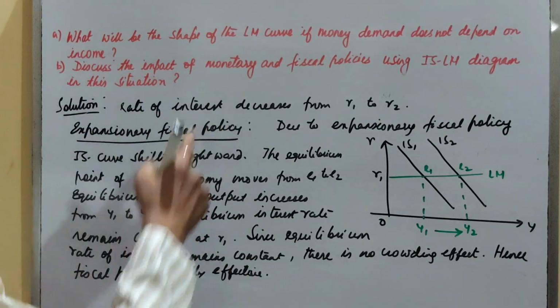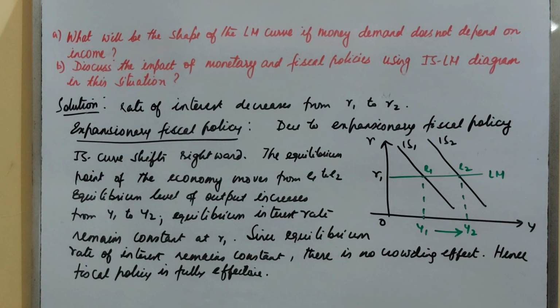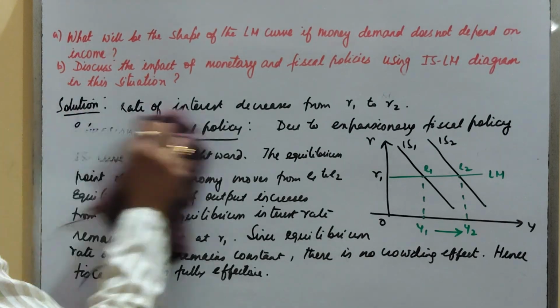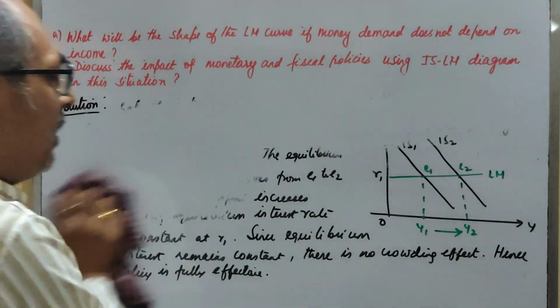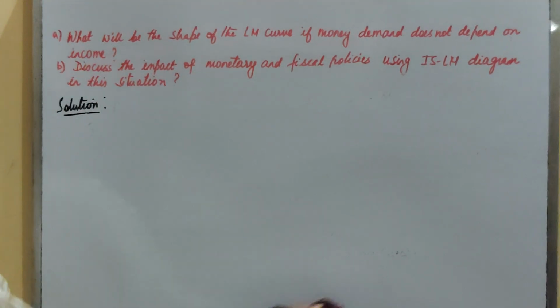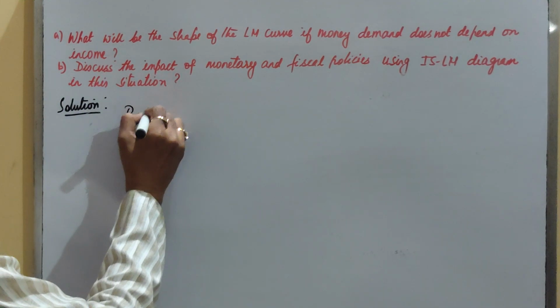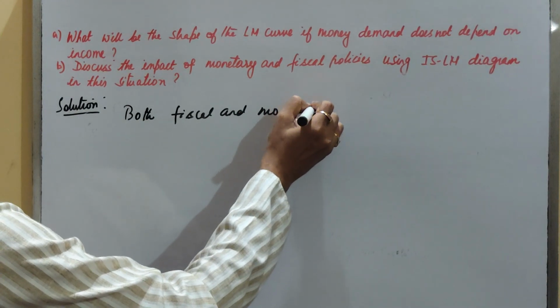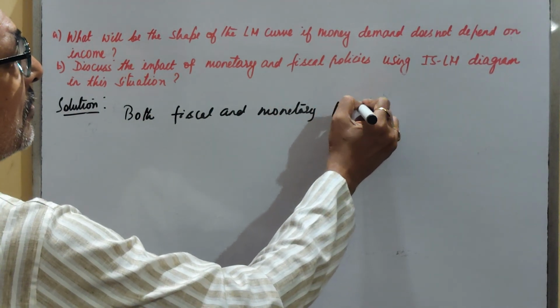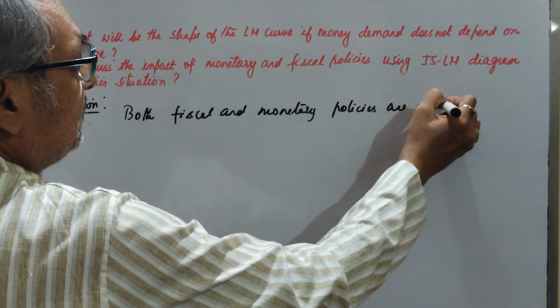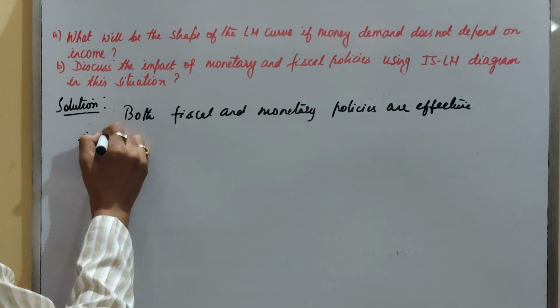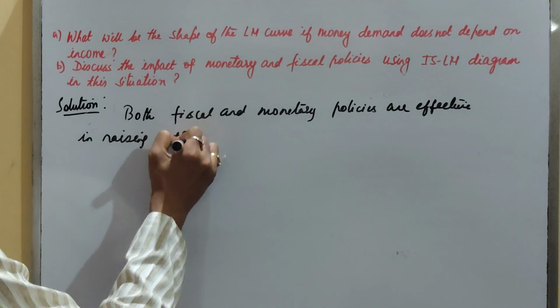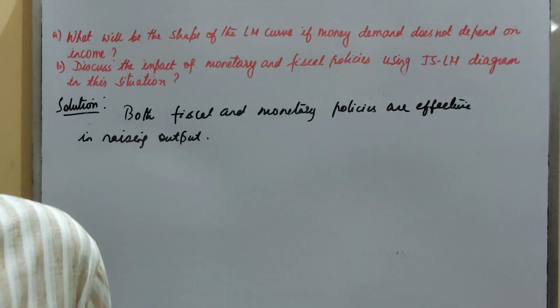Then what is the conclusion of the second part? The impact of monetary and fiscal policies using the IS-LM diagram: in this situation, both fiscal and monetary policies are effective in raising output. I hope everybody understood the solution of this question.